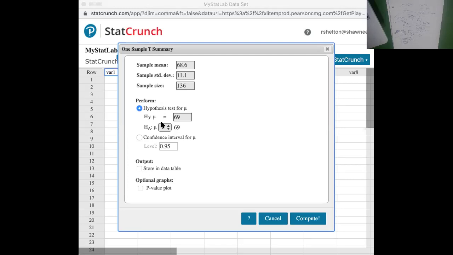We don't want to be doing a test, is it bigger than or equal to that, right? Because if we did that test and it was smaller than that, we just wouldn't be able to reject that it could possibly be equal to that, right? So when you have a lack of knowledge, you do the two-tailed test. So back into StatCrunch, and two-tailed test is not equal to, compute.